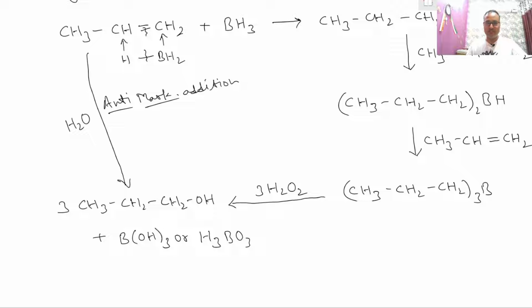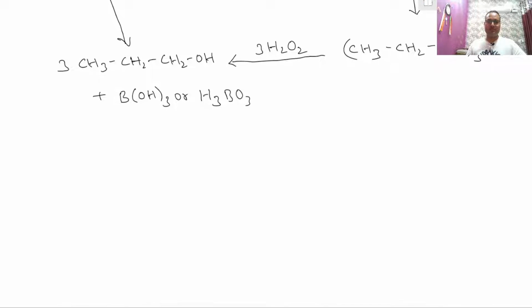So whenever we need to synthesize an alcohol from an alkene that appears to be the addition of water by anti-Markovnikov addition, then we need to follow this method, that is hydroboration oxidation, and we get the respective alcohol.